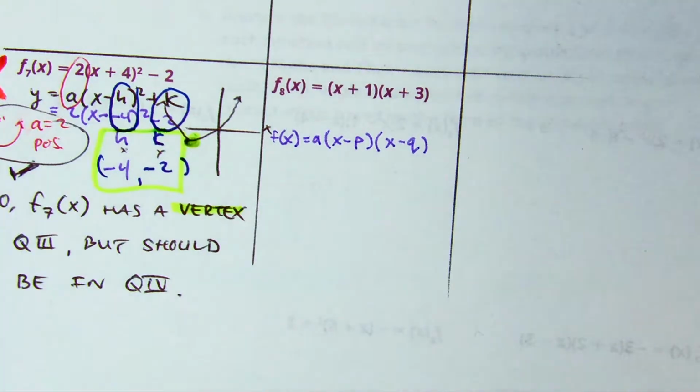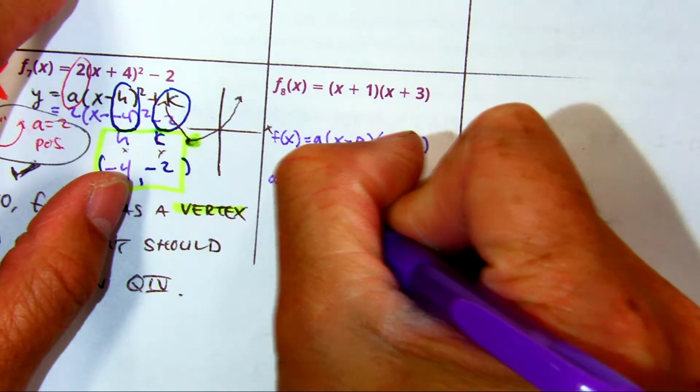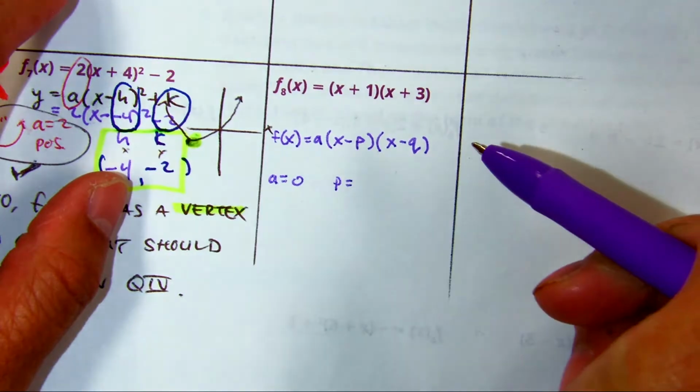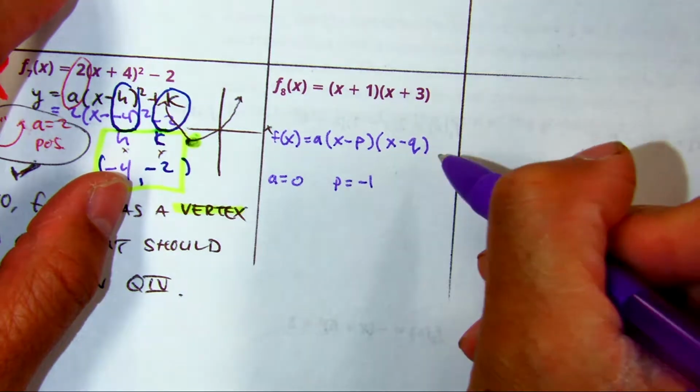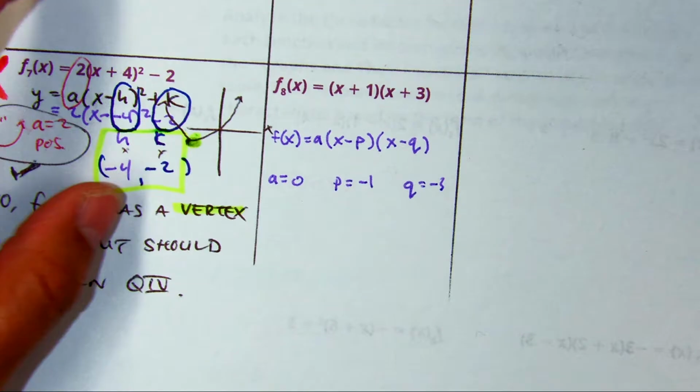Alright, Casimiro, I'm just going to ask you for answers. What's your A value? 0. How about your P value? -1. And your Q value? -3. Alright. Casimiro has two correct.